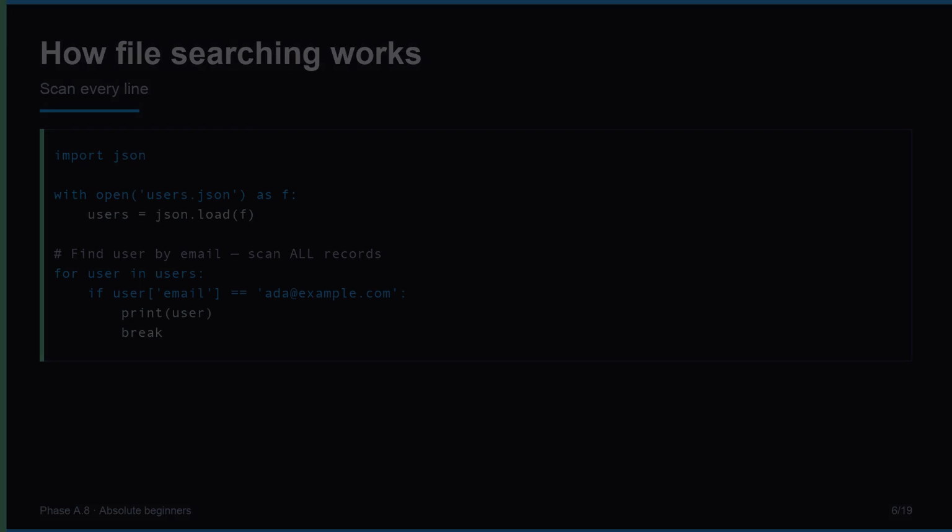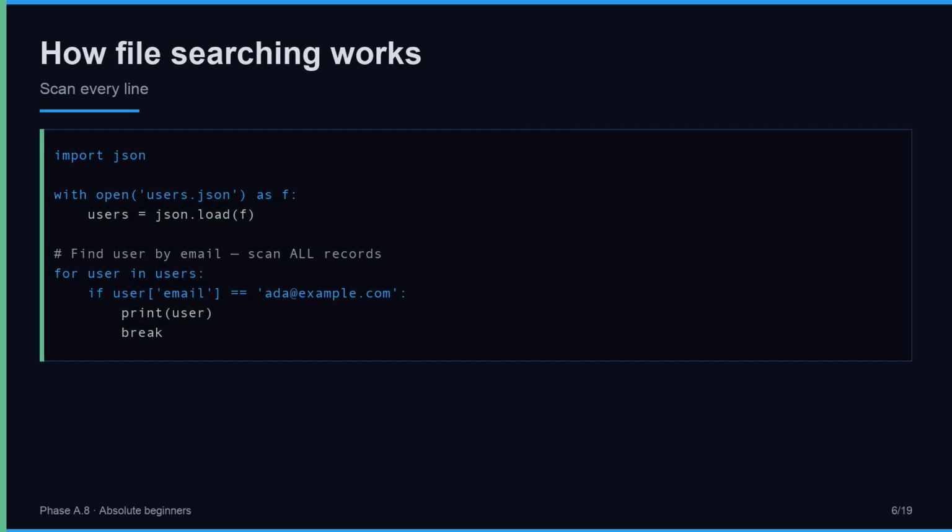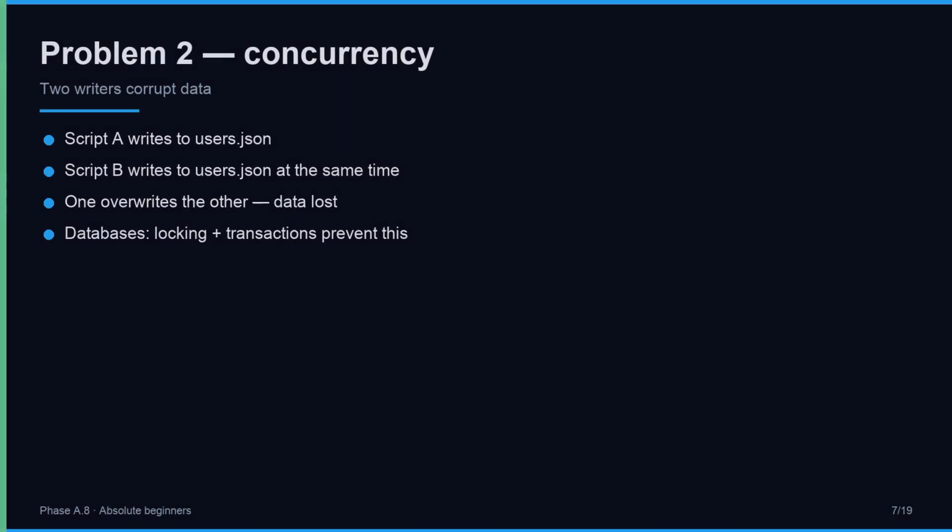Scanning is slow. This is what file-based search looks like. Load the entire JSON file into memory. Loop over every user. Check each email. Break when you find the match. For 3 users, this is instant. For 10,000 users, you are loading 10,000 records into memory just to find one. For 1,000,000 users, the file might not even fit in memory. The approach does not scale. It works, but it gets slower and slower as data grows. Load all, check each.